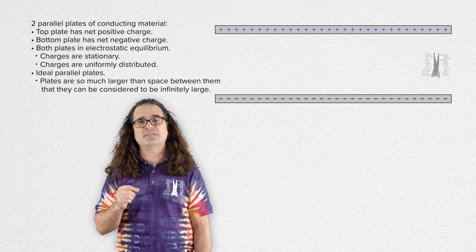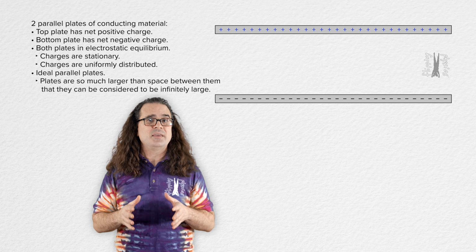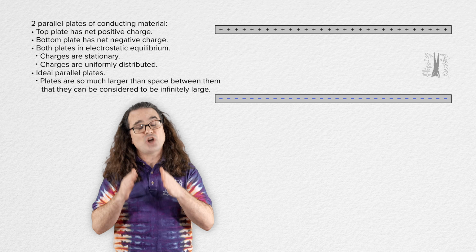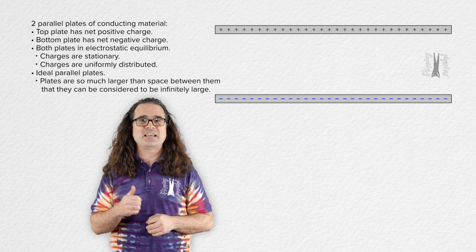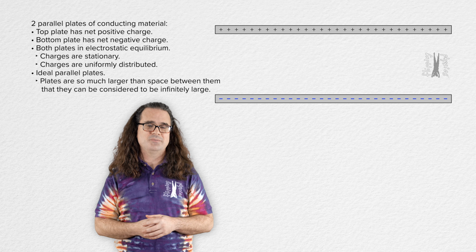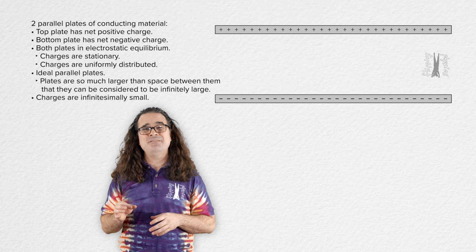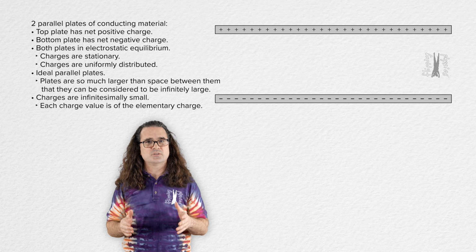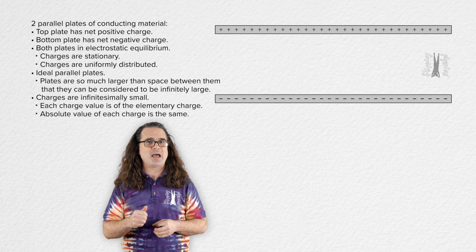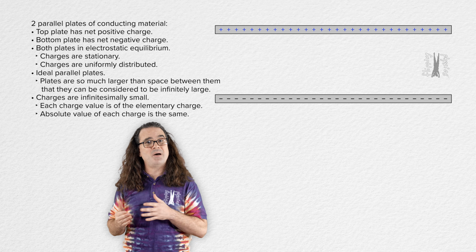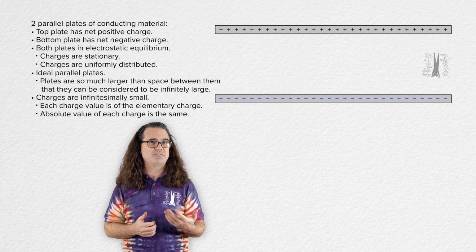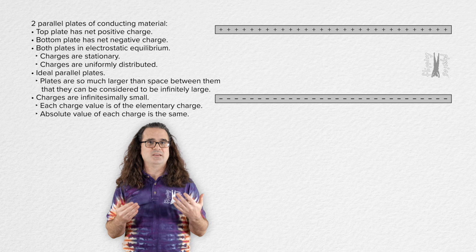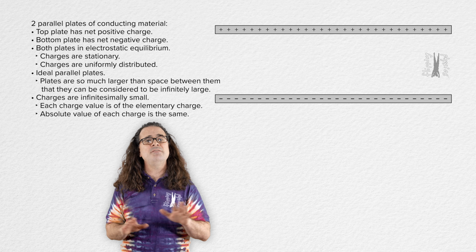Okay. The intent with each of these positive signs is to represent the charge of the excess protons causing a net positive charge on the top plate. And the intent with each of these negative signs is to represent the charge of the excess electrons causing a net negative charge on the bottom plate. Realize each of these charges is infinitesimally small and has a charge equal to the elementary charge. In other words, each of these charges has the same absolute value. The ones on the top plate are positive and the ones on the bottom plate are negative. However, when you take the absolute value of their charge, they are equal in value. And again, they are infinitesimally small.